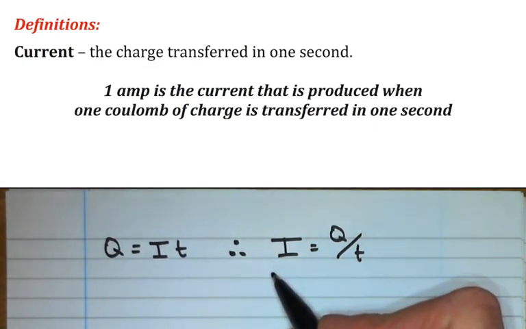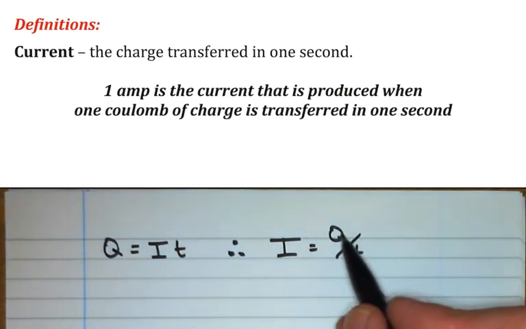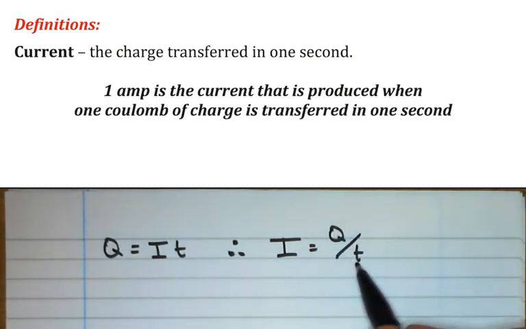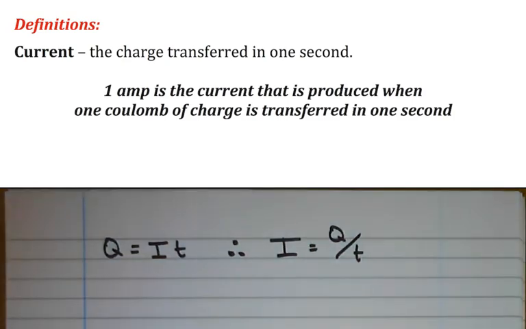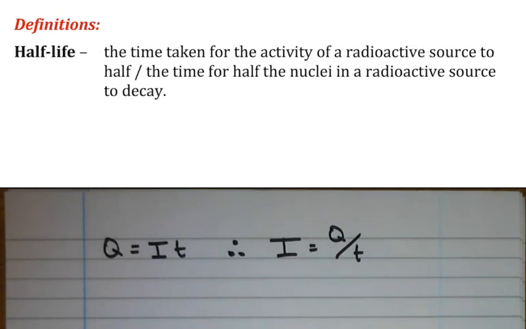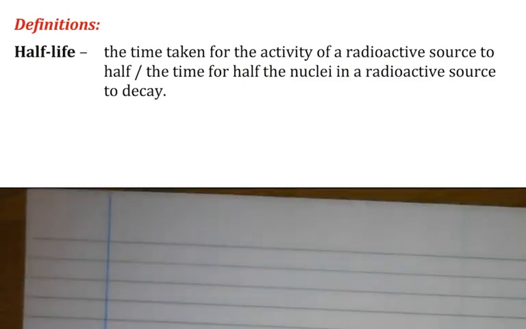So current is the charge transferred in 1 second. And that, as I've said at the bottom, 1 amp is the current that's produced when 1 coulomb of charge is transferred in 1 second. So there we go. There's the unit of charge, which is coulombs. And as I said, dividing by time in seconds. Okay, so the charge transferred in 1 second is the current. Now, as I've said, I'm not going through all of these. But what I would say is just make sure there will be a list which comes up, and just make sure you look through your notes. And again, it's not an exhaustive list, it doesn't mention everything, but make sure you know at the very least these definitions that I'm talking about.